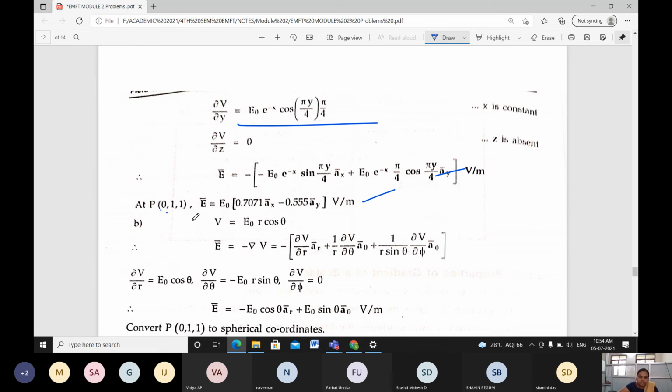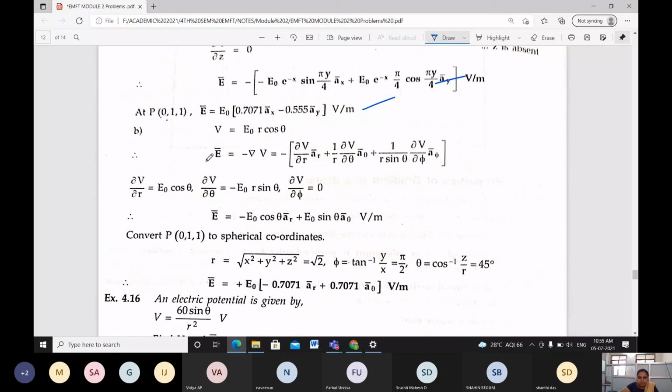That's it. Then part B is given as V equals E0 r cos θ, where the coordinate system is spherical. Therefore, for spherical, E is going to be minus del V. It's going to be minus ∂V/∂r ar plus 1/r ∂V/∂θ aθ plus 1/(r sin θ) ∂V/∂φ aφ. Then calculate each and every factor here.